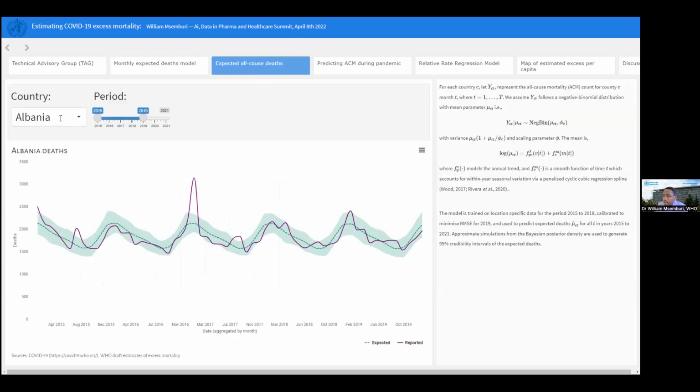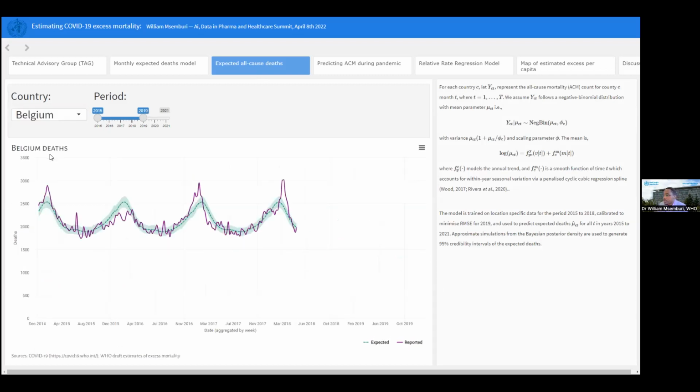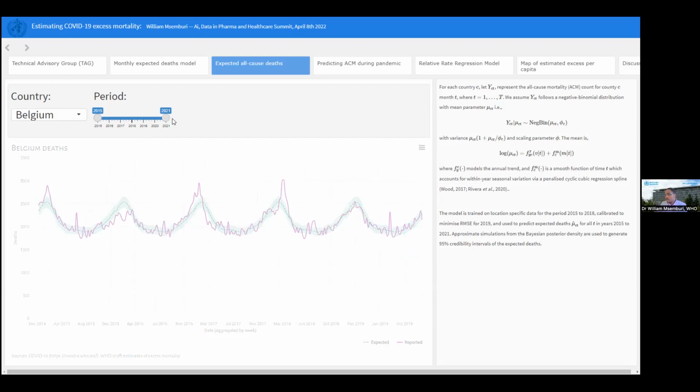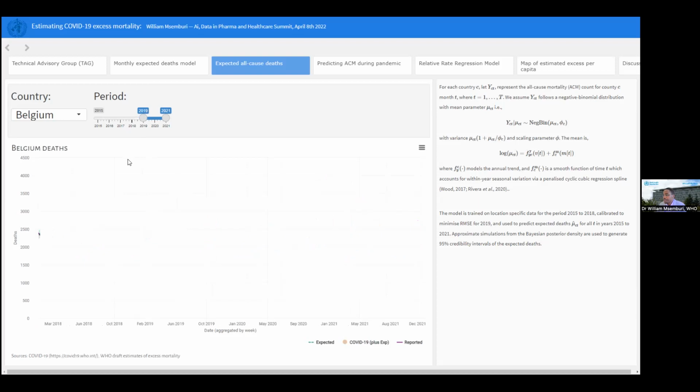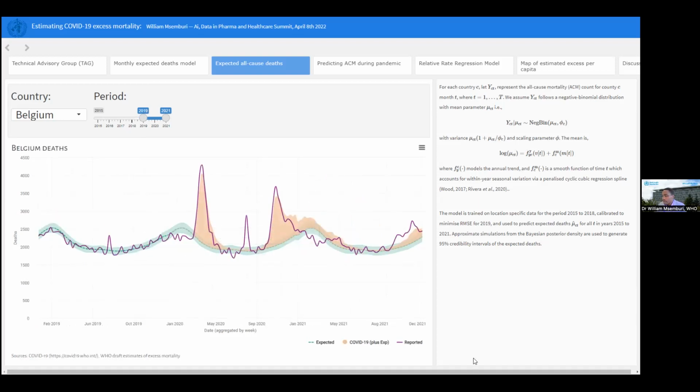So to illustrate, let me take a country here. We use Belgium as an example. Historically, so this is an example from 2014 to 2019, we essentially have reported all-cause mortality data. We take those data and then we parameterize it for the annual and the monthly variation within a negative binomial framework. The goal of this is to forecast the expected trend into the pandemic period. You can see in this plot, the green are your expected deaths coming from your negative binomial model. The peach represents what you get if you take the reported COVID-19 numbers and add them to the expected numbers. And then the purple are your reported numbers.